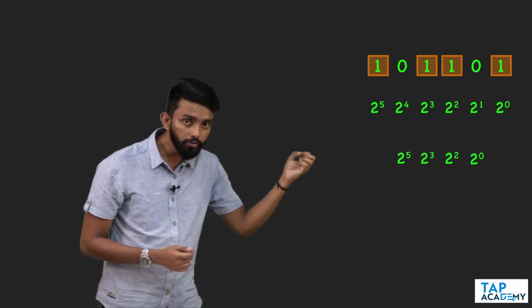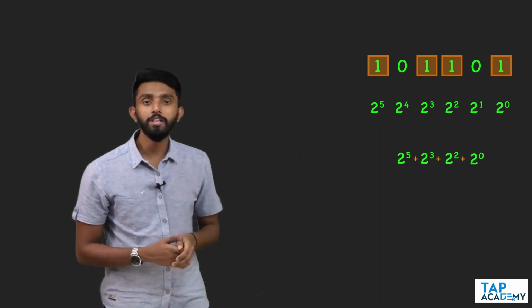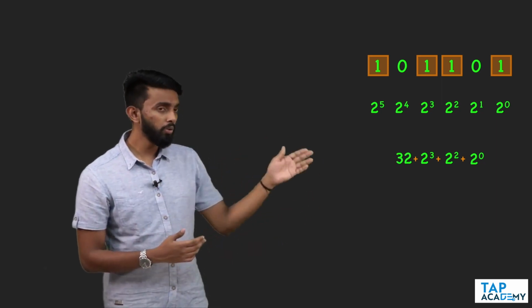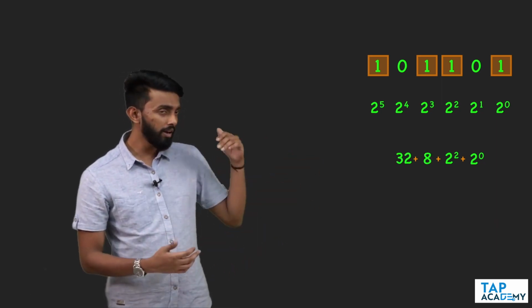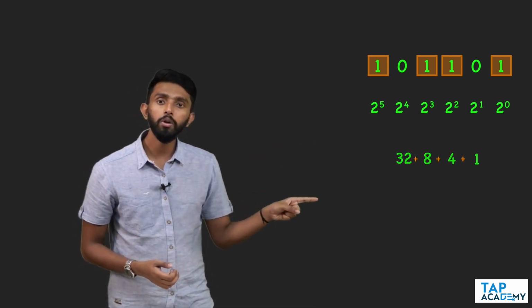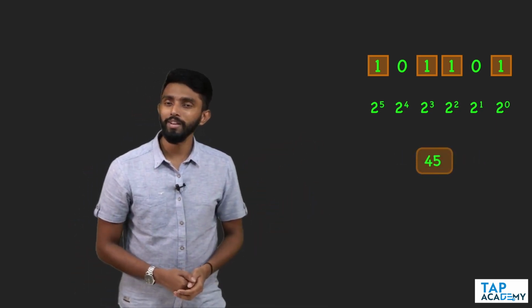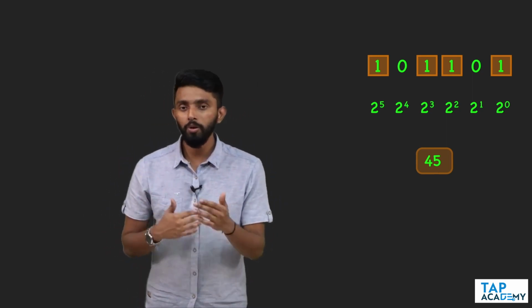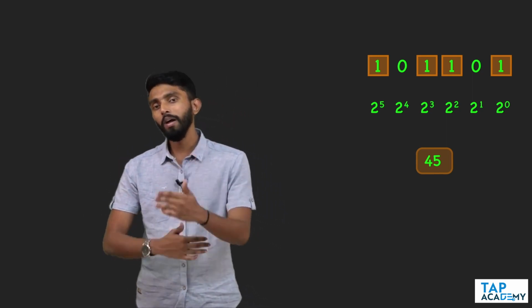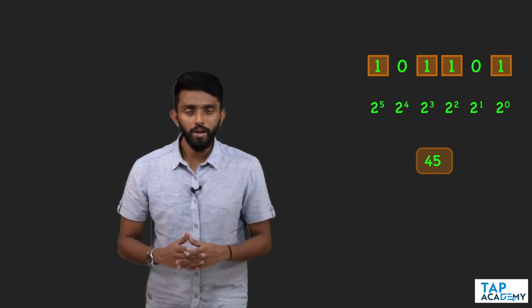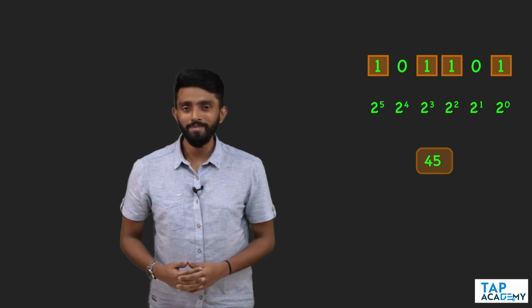Now take 2 to the power of the positional value of all of them and put plus in between. Sum them up. So 2 to the power 5 is 32, plus 2 to the power 3 is 8, and then it is 4 and then it is 1. If I add everything together, what do you get? 45. So the simple way to convert a given decimal value to binary and from binary back to decimal is clear to all of you. Now that this is out of the way, let me show you something even more interesting.